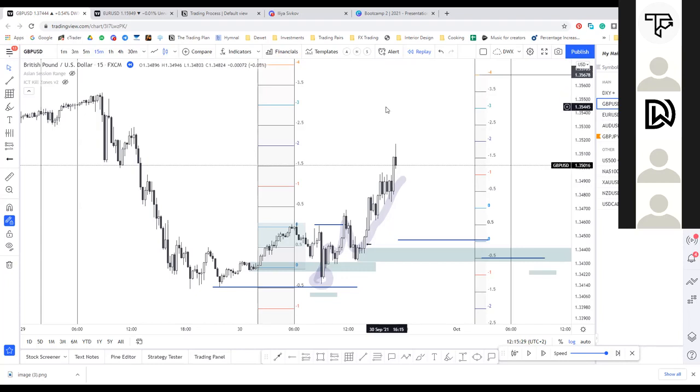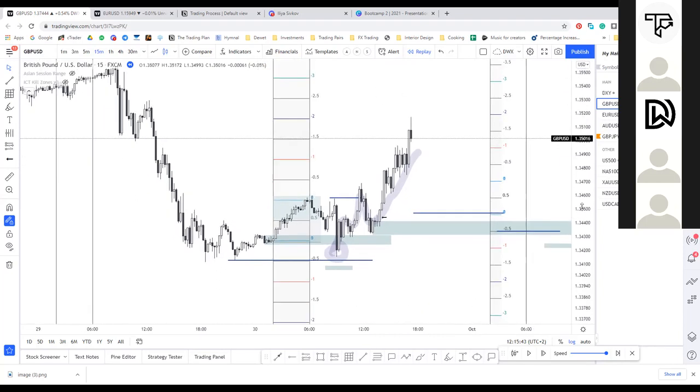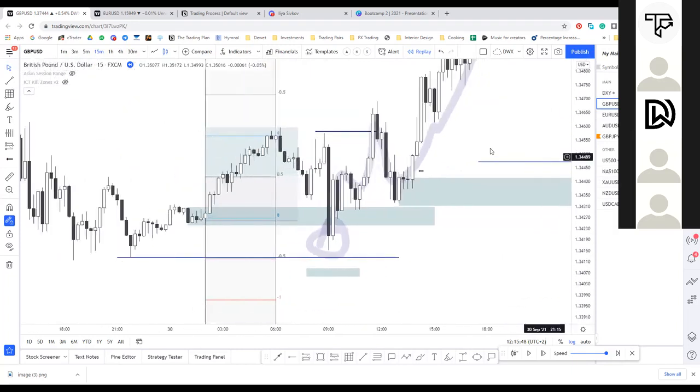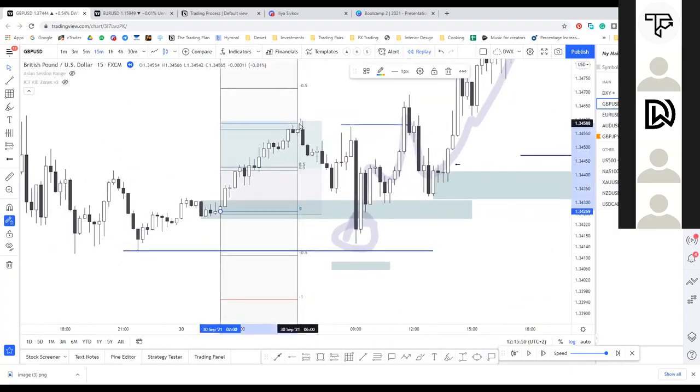Alex, do you only use those projection blocks on the 15 minutes? Yes. And then again, as he said, sometimes you draw them from body to wick, from body to body, then from wick to wick. It depends. You have to play with it. You have to see where the most confluence is. So if we use this one, the wicks. Where is the wick here?